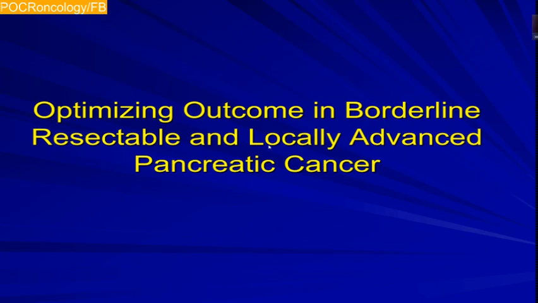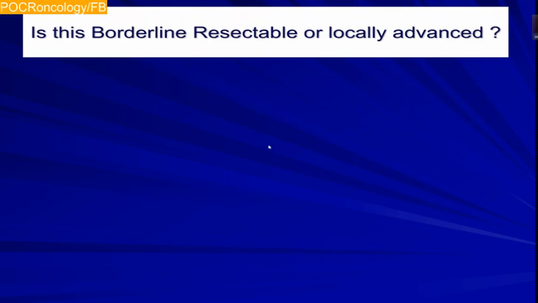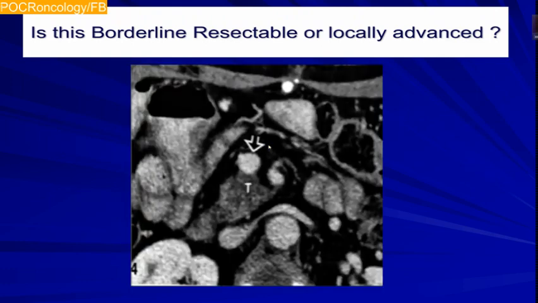So we'll talk about the borderline resectable and the locally advanced disease. And we had really a lot of problems as surgeons with these definitions. And basically what we have done over the years, we were able to now reach some sort of a consensus. And then we'll talk a little bit on neoadjuvant, talk about local therapy and then radiation that's been utilized by surgeons for this disease.